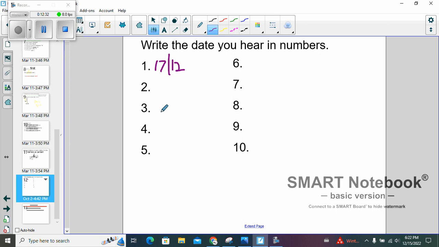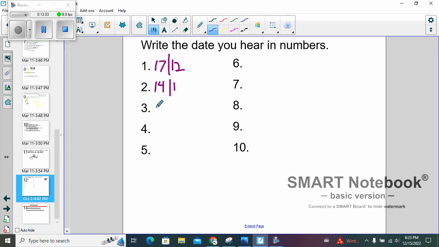Number 2. Es el 14 de enero. I don't know if you can hear that, but my dog's behind me walking around and now he's chewing on food. If you're wondering what the odd noises are, that's my puppy. So that's 14th of January.